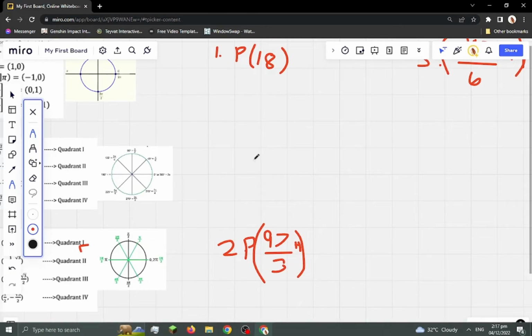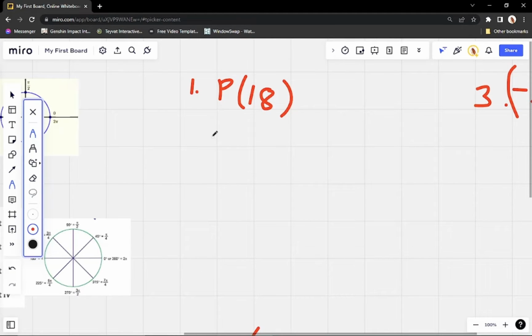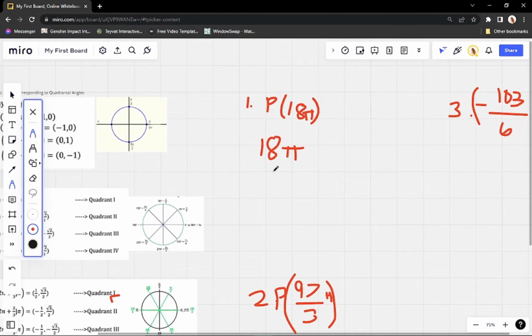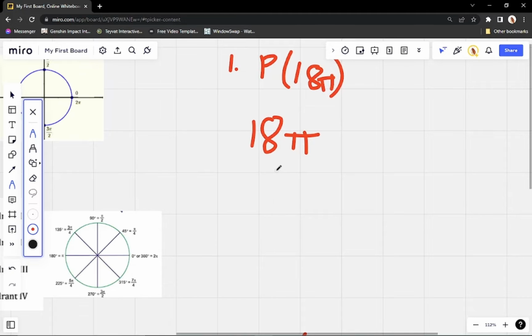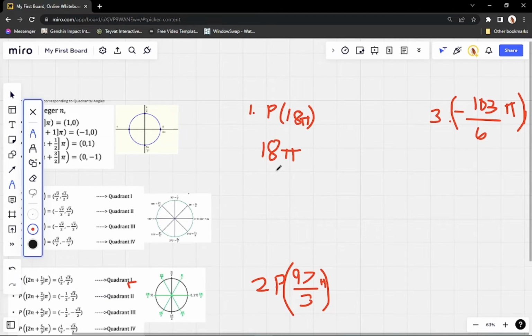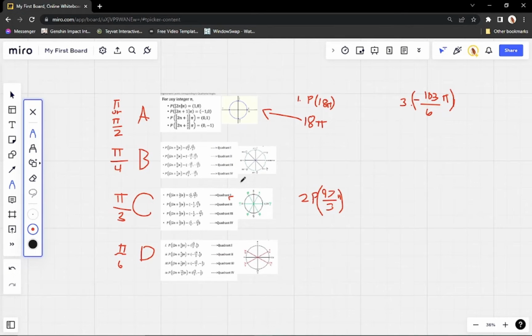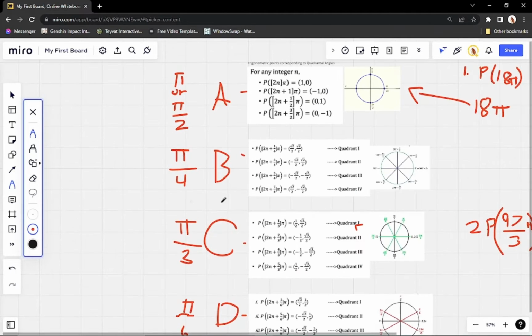So for our first example, we have 18 pi. Now, we know that it doesn't have a denominator, so that automatically means that it applies for this. And for ease of teaching, I labeled this according to letters. So we should just follow this.